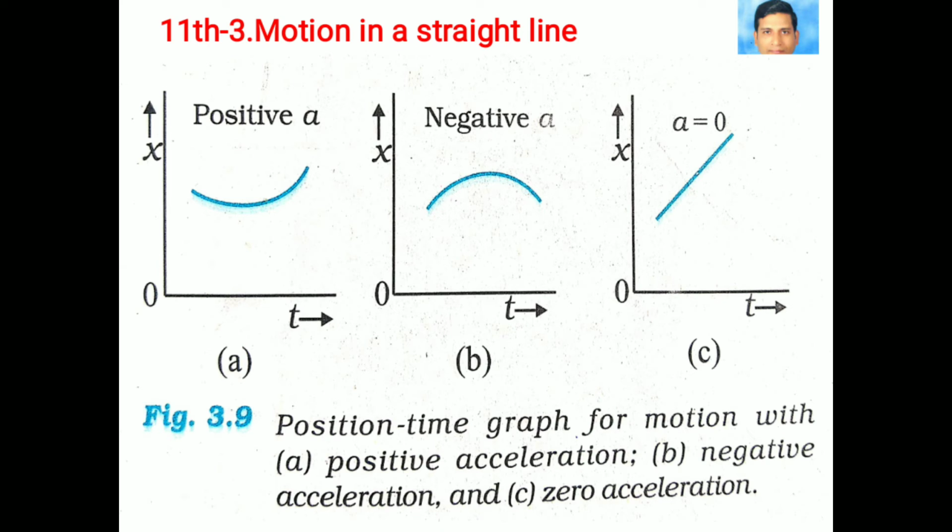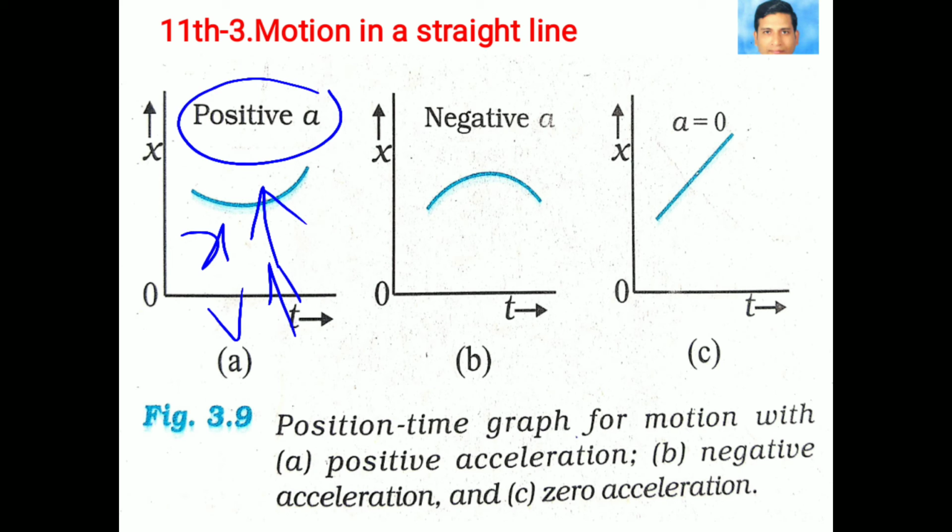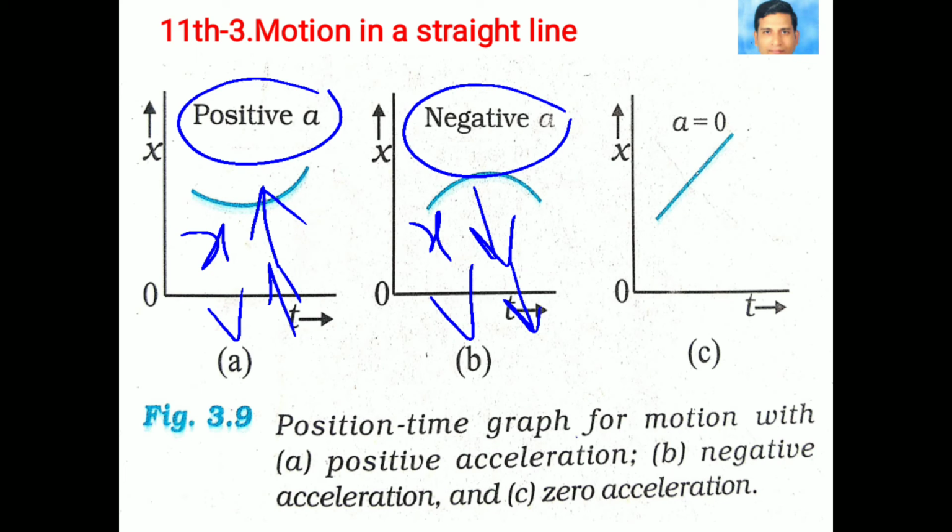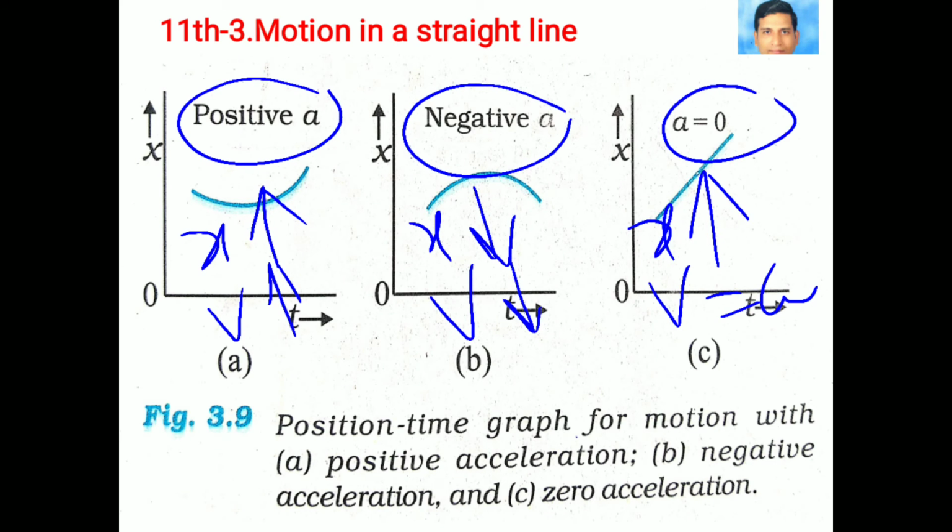We can also explain acceleration with the help of a position time graph. In graph A, as position changes, velocity changes. That means position increases, velocity increases. Here we get positive acceleration. In graph B, position decreases, velocity decreases. Here we get negative acceleration. In graph C, position increases with constant velocity, so the acceleration becomes 0.